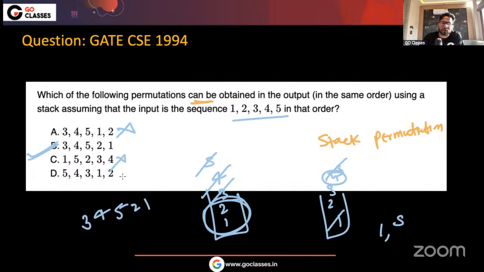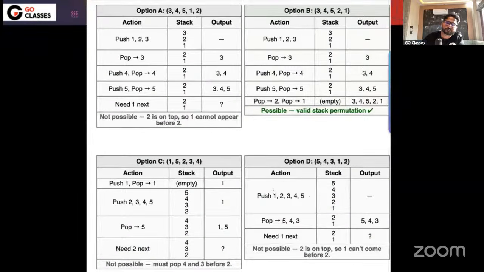5, 4, 3, 2, 1 was fine, but 5, 4, 3, 1, 2 is not fine. Why? Because you have to push all the elements. If you want to get 5, then 4, then 3, this is fine. Then ultimately it is 2, 1, right? But given is 1, 2. So that's why this is also not true. So B is the answer. B is a valid stack permutation.